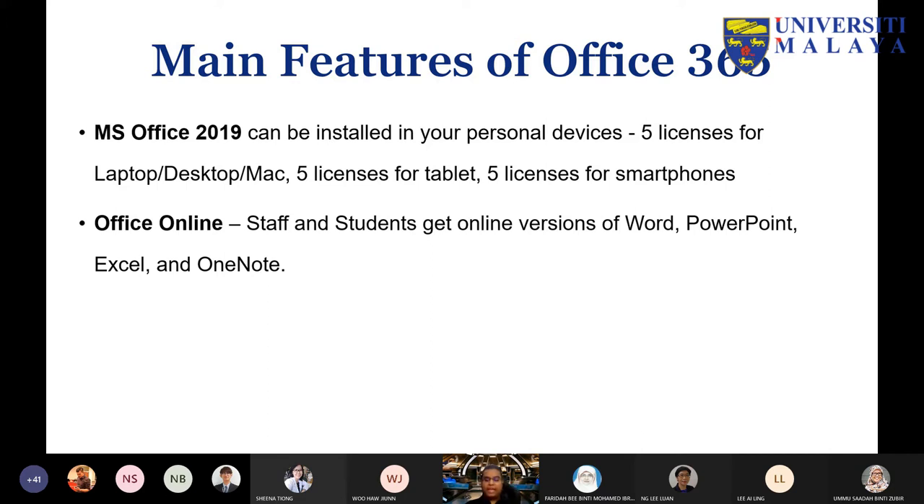Sometimes when we buy a computer or a laptop from the shop, the first thing they will do is try to sell the Microsoft Office software to you, which costs about 300 plus. You don't have to buy that because we already have access to Office 365, right? You just have to install Office 365 onto your device. You don't have to buy the Office 365 offered by the computer shop. You already have access. Both staff and students have access, okay?